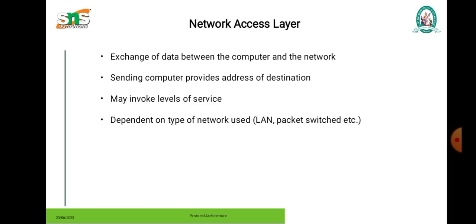The first one, the network access layer, is used to exchange data from one device to another. They send data from the computer, providing the address of the destination system, and that address may invoke a level of services, which depends on the network used, such as a LAN or a packet-switched network.